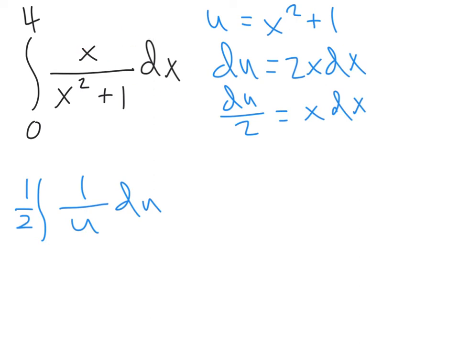To change the bounds real quick, notice when x is 0, we have u equals 0 squared plus 1, which is 1. So our bottom bound will become 1. And when x is 4, u is equal to 4 squared plus 1, so that's 16 plus 1, which is 17. So there's our new upper bound. Let's take the antiderivative. You might be a little rusty. The antiderivative of 1 over u is natural log of absolute value of u from 1 to 17.